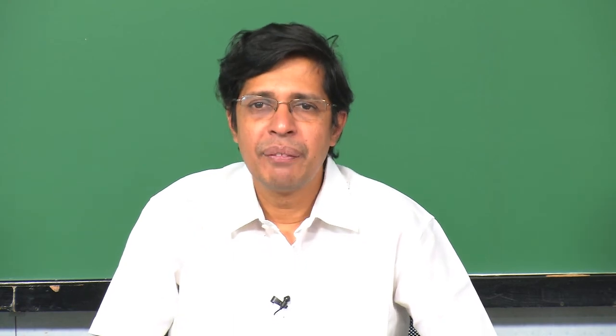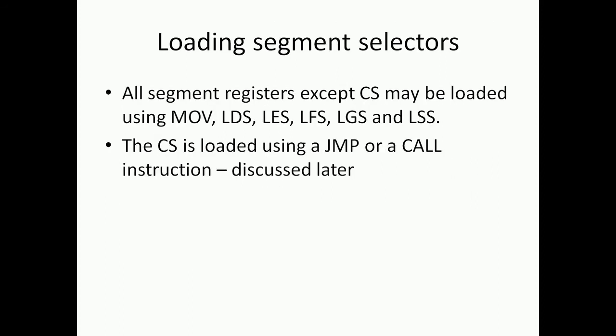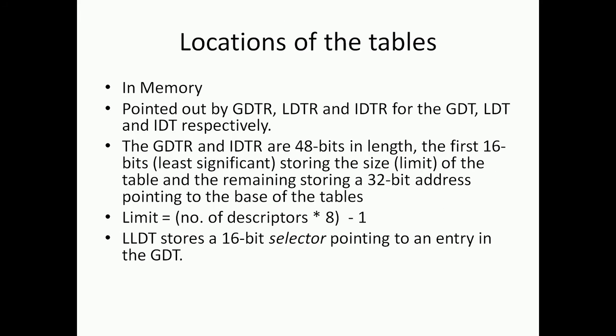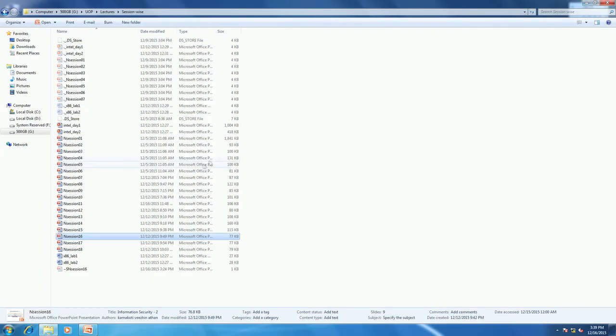Rule 2: when I am loading a selector into DS, ES, FS or GS that points to a non-readable segment, it results in an exception. So what are non-readable segments? Execute-only segments. So I have different types of segments here. I think I have covered that in the previous material.